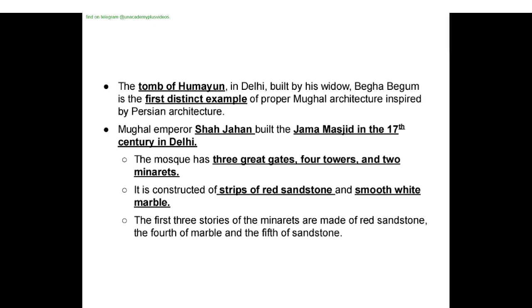Mughal Emperor Shah Jahan built Jama Masjid in the 17th century in Delhi. The mosque has three great gates, four towers, and two minarets. It is constructed of strips of red sandstone and smooth white marble. The first three stories of the minarets are made of red sandstone, the fourth of marble, and the fifth of sandstone again.